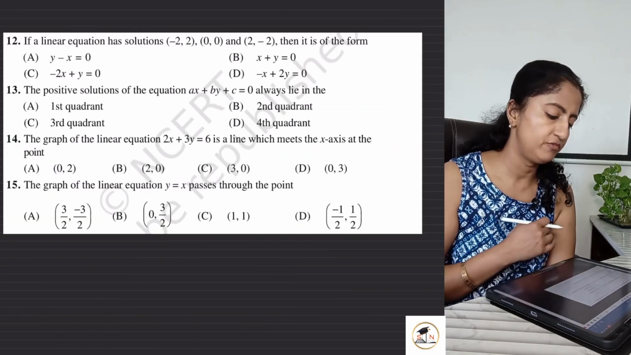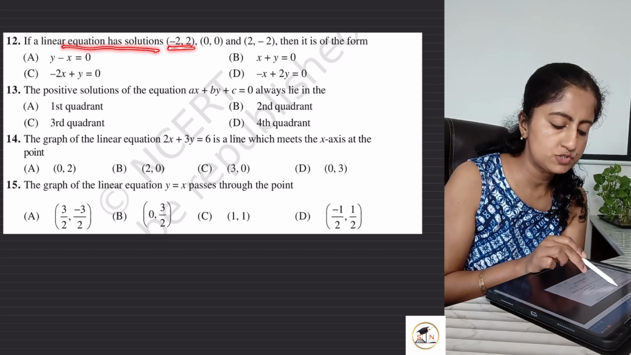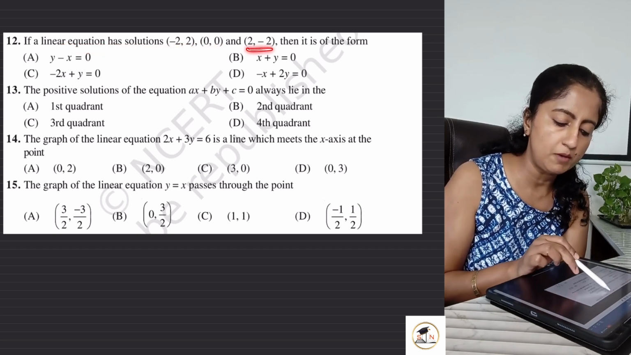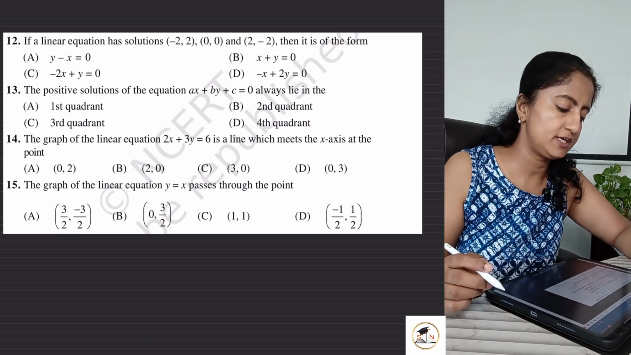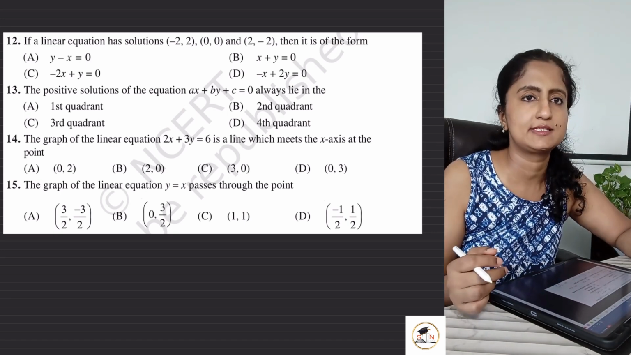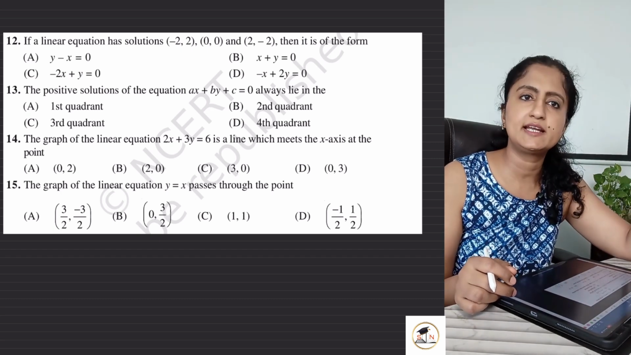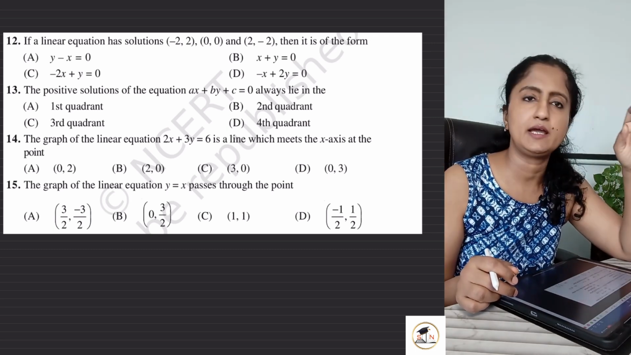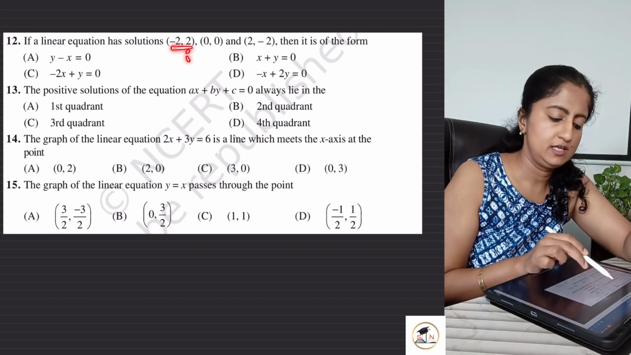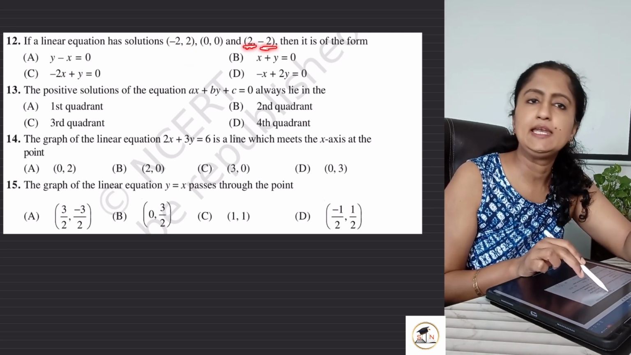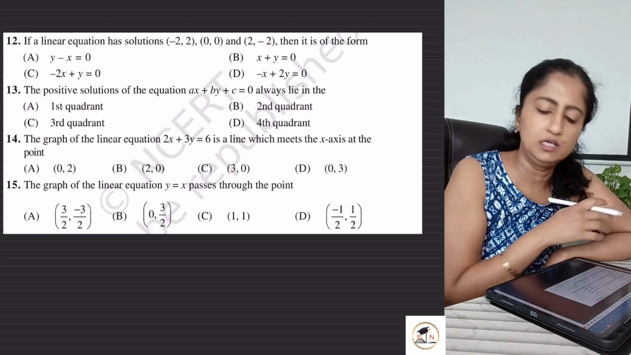Okay. Now, moving on with the 12th question. If a linear equation has solutions (-2, 2), (0, 0), (2, -2), then it is of the form. Okay. On the previous page we did a question where we were given y equals x. There I had told you that if x is positive then y is positive, if x is negative then y is negative. But here, if my x is negative then y is positive, and if x is positive then y is negative. That means it is completely opposite to what we had done earlier, right?